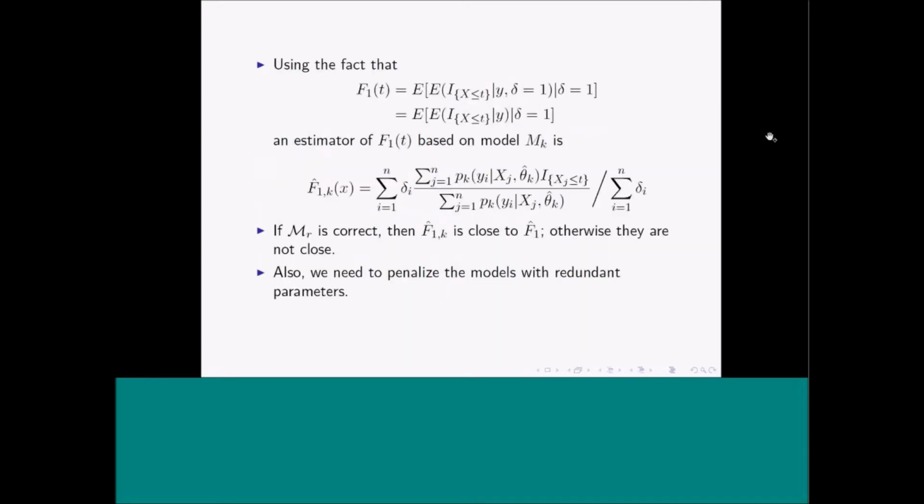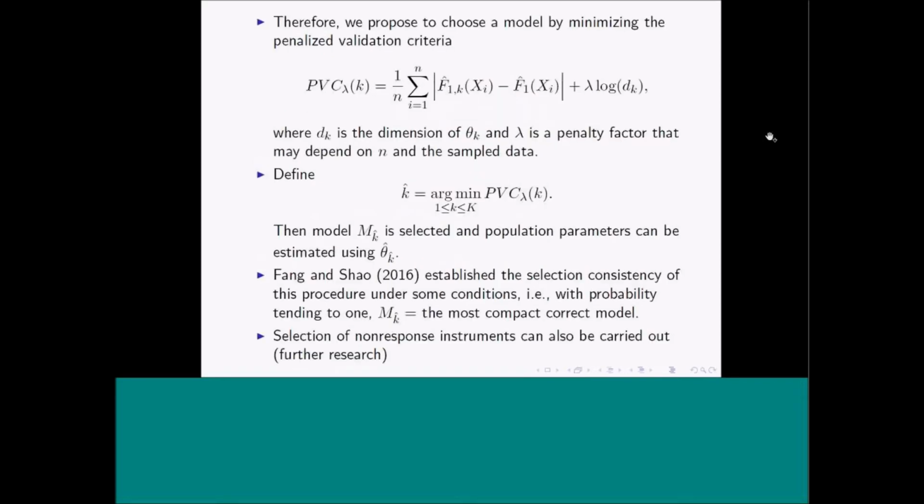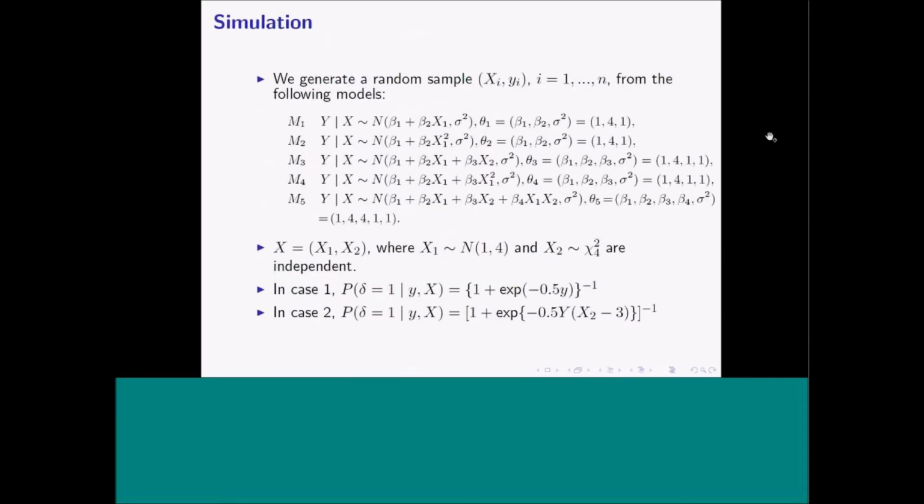So here are some details, but due to the time constraint, I'm not going to talk about them. We have some simulation results similar to the previous situation. Here we have five models, which are the joint density, or conditional density of y given x, and then we try to search for an instrument using this idea.